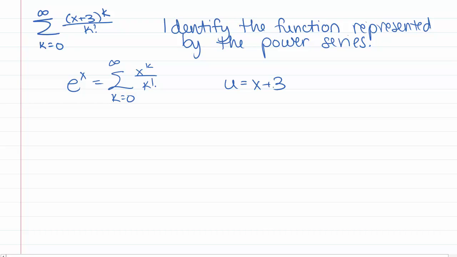And the question is, are we allowed to do that? Well, we can do that if x plus 3 is in the interval of convergence. But the interval of convergence here is negative infinity to infinity. So yes, that'll work. What does that mean? That means that if we replace this with u, we would get e to the u, so we get e to the x plus 3.